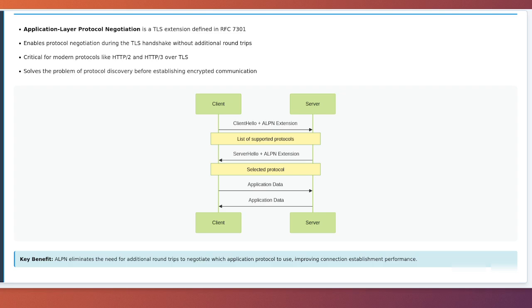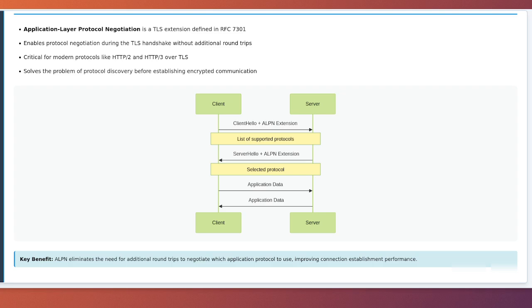ALPN solves this elegantly by allowing the client and server to negotiate which application protocol will be used over the encrypted connection during the TLS handshake, without requiring an additional round trip. Think of it like this. When you walk into a restaurant, instead of sitting down, looking at the menu, and then discovering they don't serve what you want, ALPN is like calling ahead and confirming they have your preferred dishes before you even make the trip. This negotiation happens within the TLS handshake itself, specifically during the client hello and server hello messages.